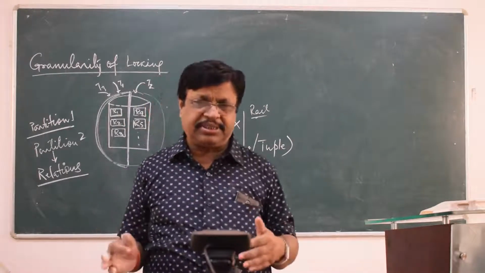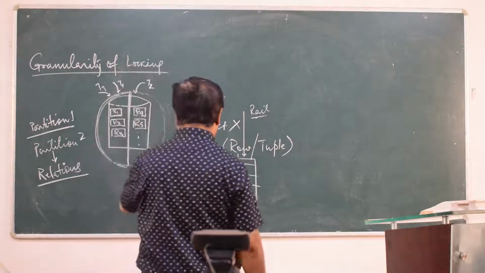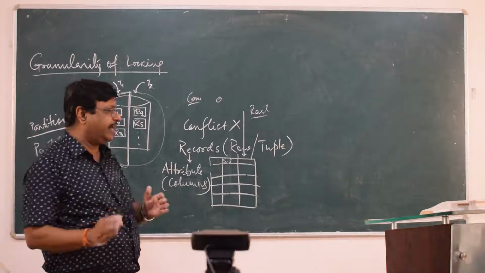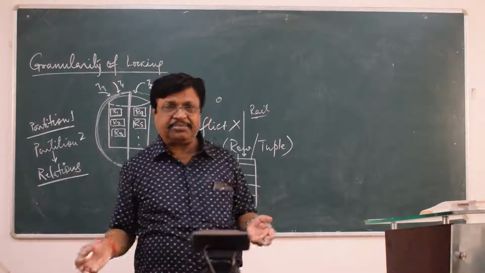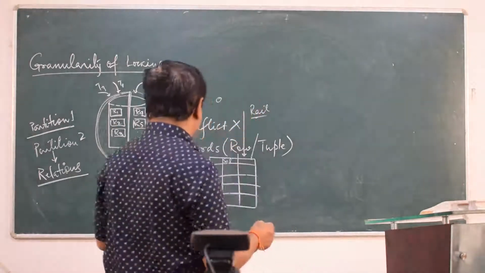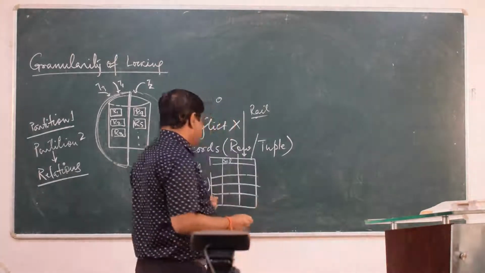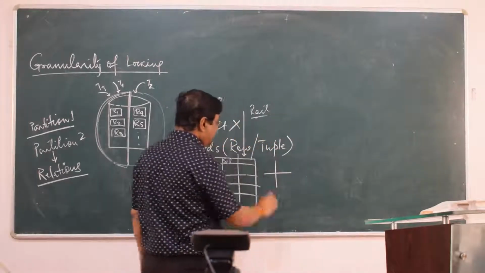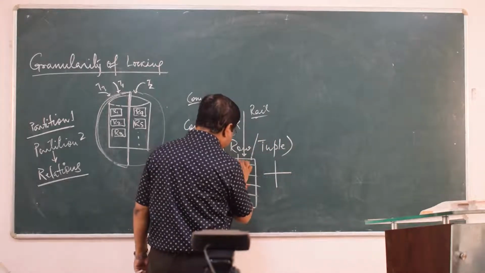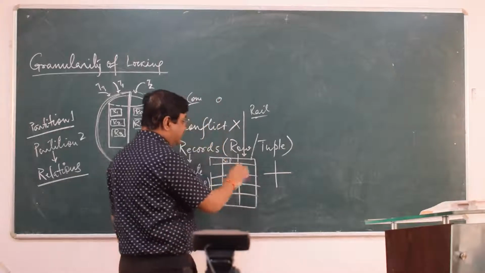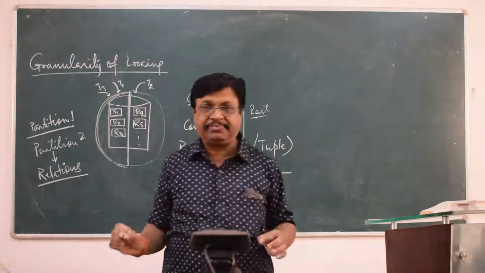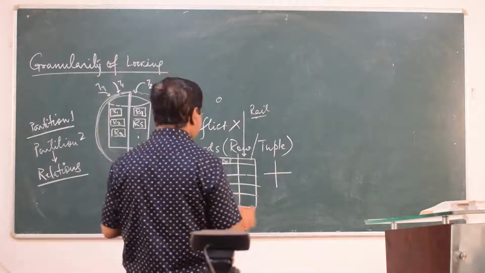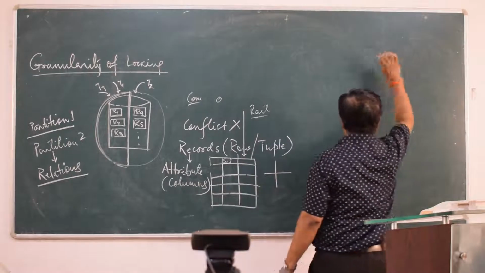Most of the authors are of the opinion that we should stop here. But some writers say that we can further go into a finer level. Of course, complexity increases: programming complexity, management and operational complexity increases. But we can lock an intersection of row and column, that is a particular cell. This is the maximum level. This gives us the maximum level of concurrency, by locking a particular cell, that is the intersection of row and column. So we start from here.